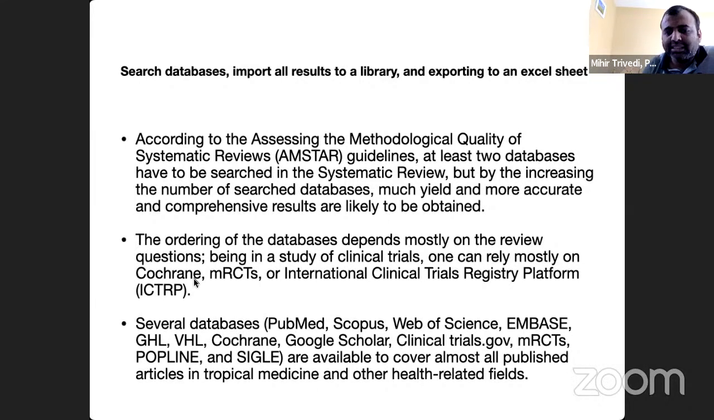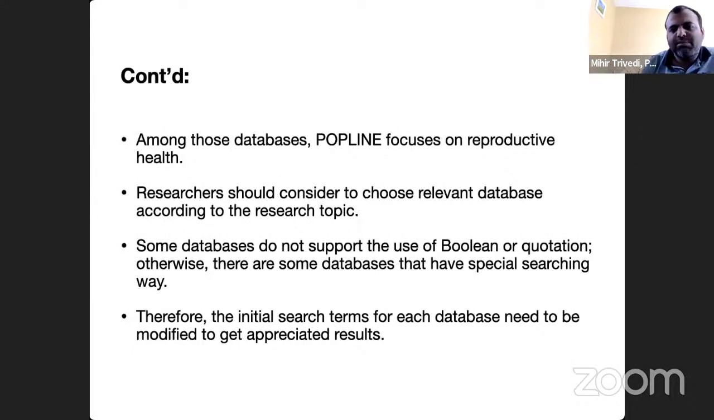Several databases such as PubMed, Scopus, Web of Science, Embase, GHL, VHL, Cochrane, Google Scholar, clinicaltrials.gov, mRCTs, Popline, and Scielo are available to cover almost all published articles in tropical medicine and other health-related fields. Among those databases, Popline focuses on reproductive health. Researchers should choose the relevant database according to the research topic. Some databases do not support the use of Boolean operators or quotation marks, and some have special searching methods. Therefore, the initial search terms for each database need to be modified to get appropriate results.